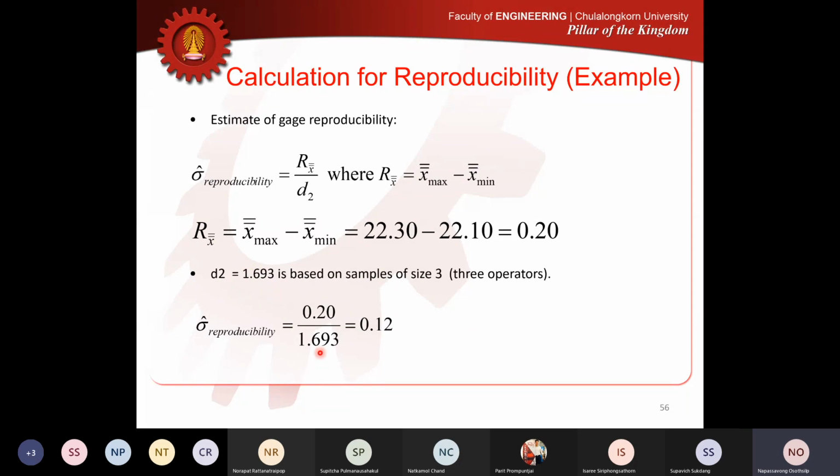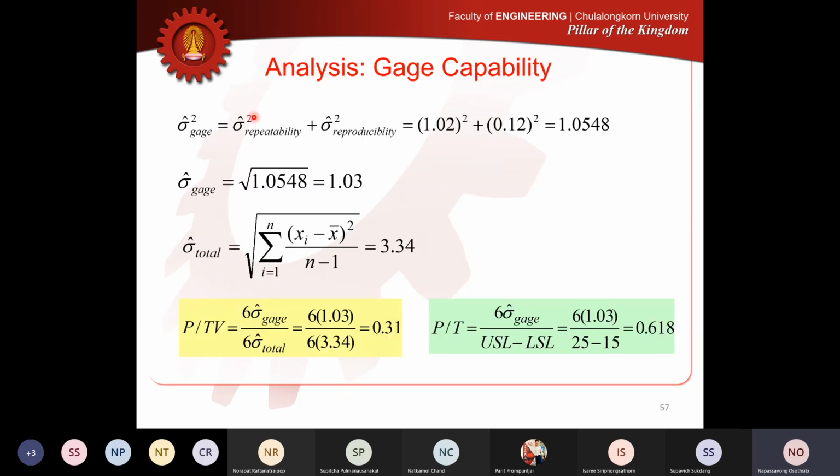And then you plug into the formula. Now you can calculate sigma reproducibility. So that makes sense. It's a very easy formula to quantify how much difference there is in the measurements among 3 operators. And now you have obtained sigma repeat and sigma reproduce. Then you can plug into this formula, summing the variance of these 2 sources of variance, and you will get the total variance of the gauge or the measurement system.